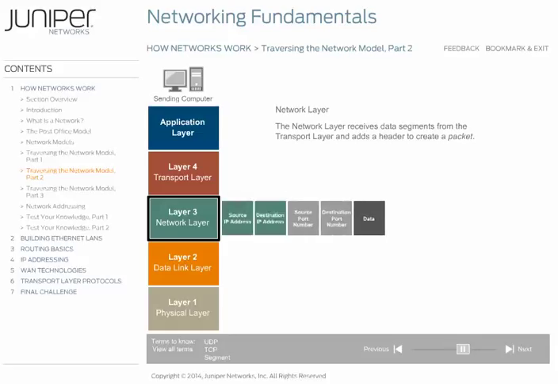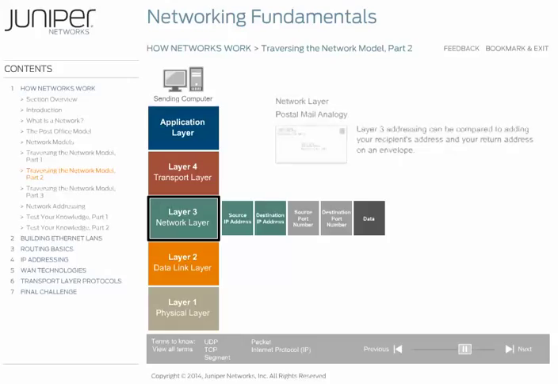The network layer takes a segment and adds a header to create a packet. The Layer 3 header contains a destination and source internet protocol or IP address. You'll also hear these addresses referred to as Layer 3 addresses or logical addresses. Layer 3 addressing can be compared to adding your recipient's address and your return address on an envelope. We cover IP addressing in much greater detail later in the course.